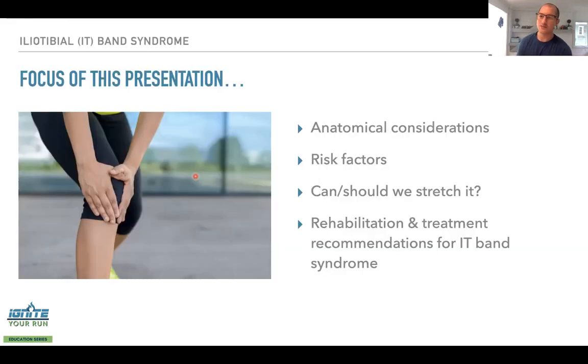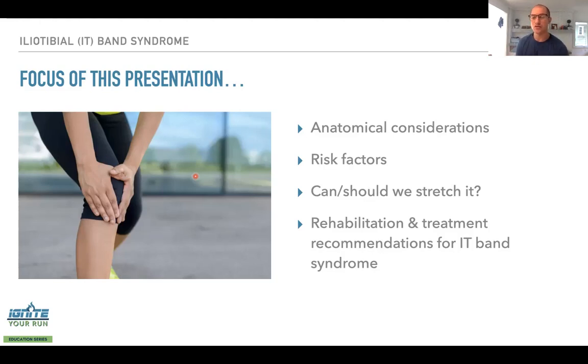The focus of this presentation today: we're going to talk about the anatomy of the IT band and surrounding area. One of the most important things to start with is understanding what the IT band actually is, what it is attached to, and what its function is. I think this has led people down a bad path, just assuming that it's a band of tissue that slides over the lateral quad and lateral side of the leg. So we're going to talk about that a little bit.